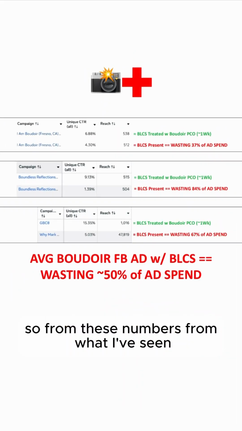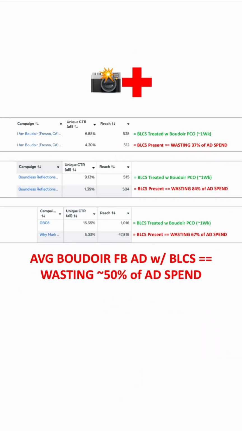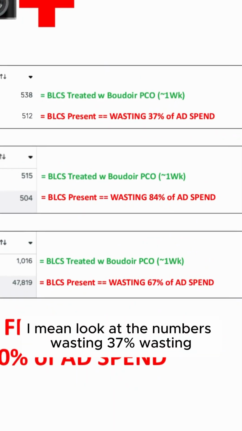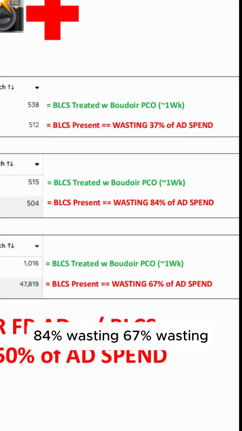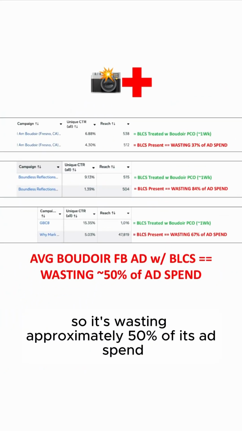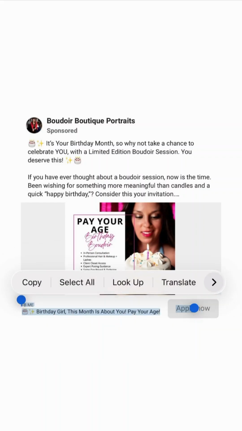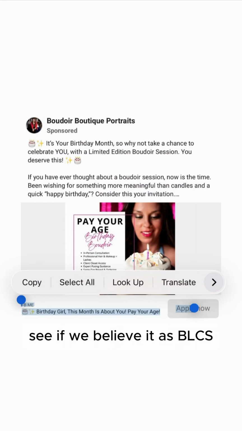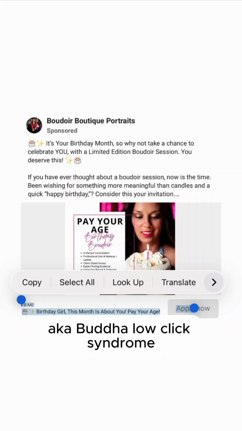So from these numbers, from what I've seen, the average boudoir Facebook ad with BLCS is wasting approximately 50% of its ad spend. I mean, look at the numbers, wasting 37%, wasting 84%, wasting 67%, so it's wasting approximately 50% of its ad spend. So looking at this, we're going to diagnose this, see if we believe it has BLCS, aka boudoir low click syndrome.